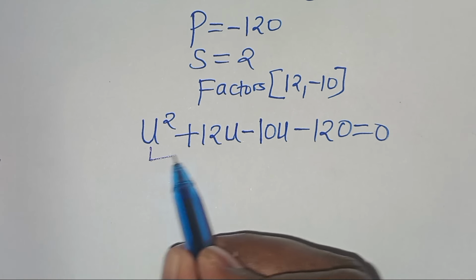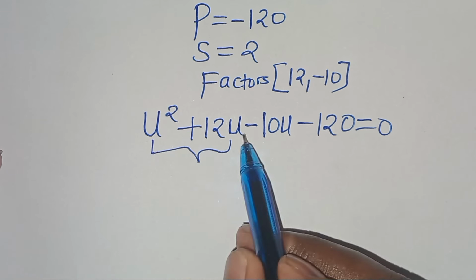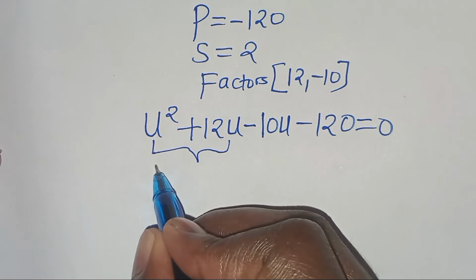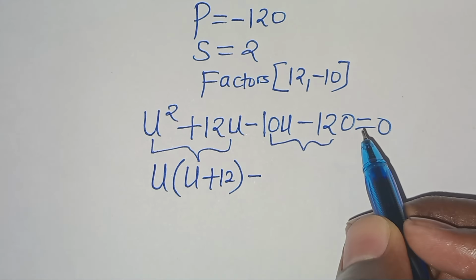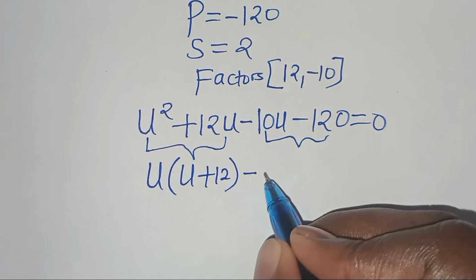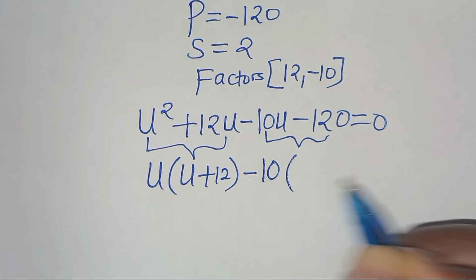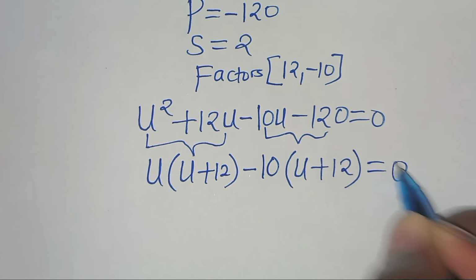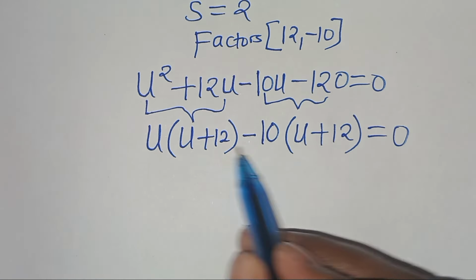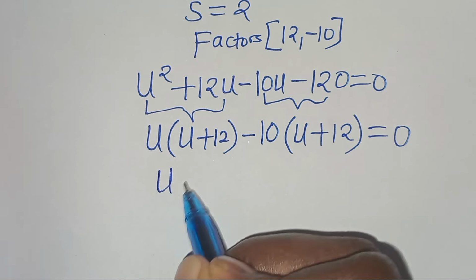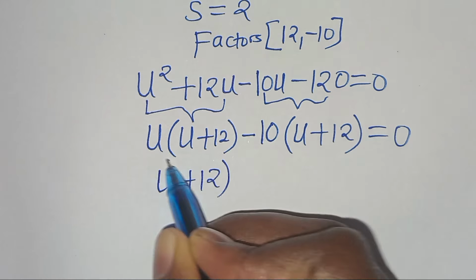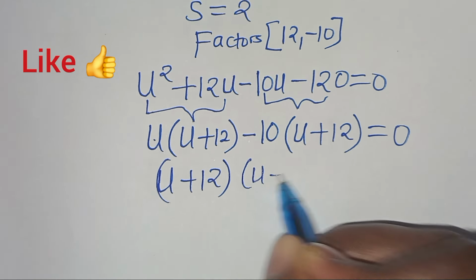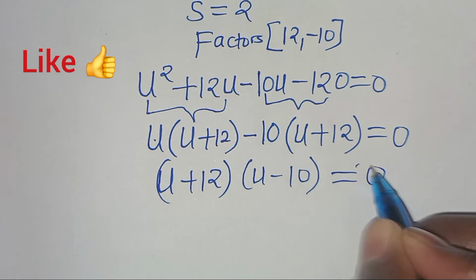So from the first part here, we have that u is common, so we can factor out u so that we have u plus 12, then subtract. In the second part here, we have that 10 is common, so we can factor out 10. Into the parentheses, we have u plus 12. This is equal to 0. So since u plus 12 is common here, we can factor out u plus 12. And then we have u minus 10. This is equal to 0.